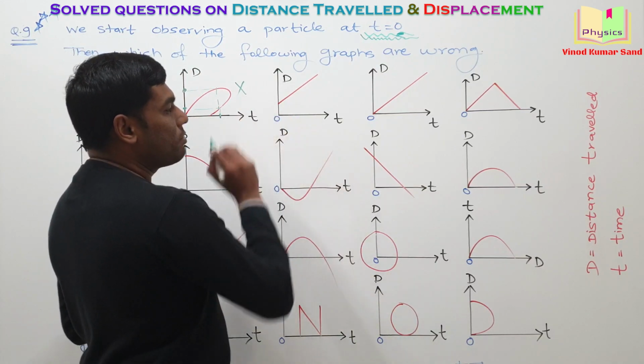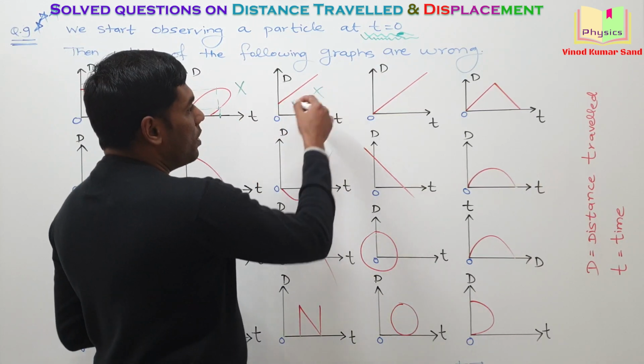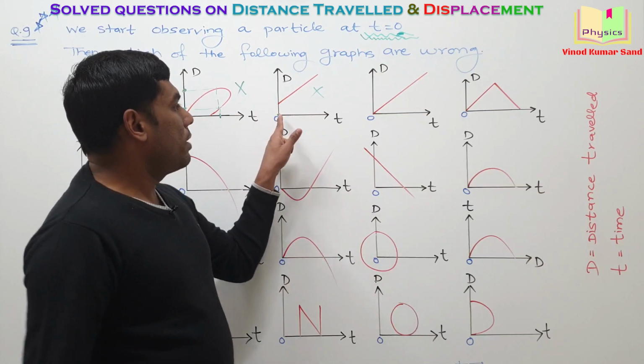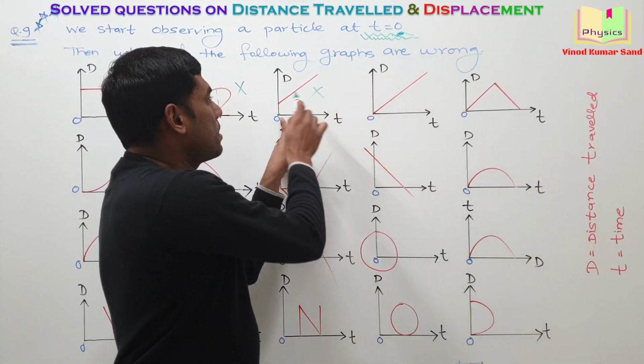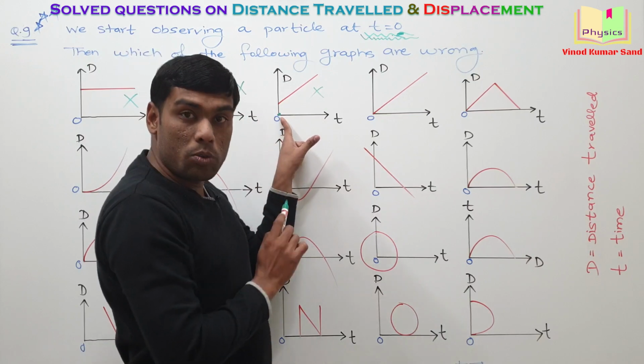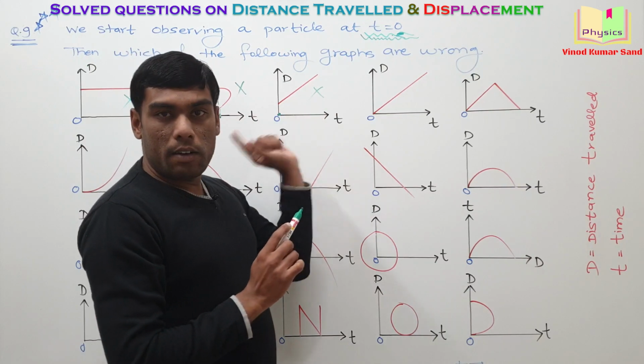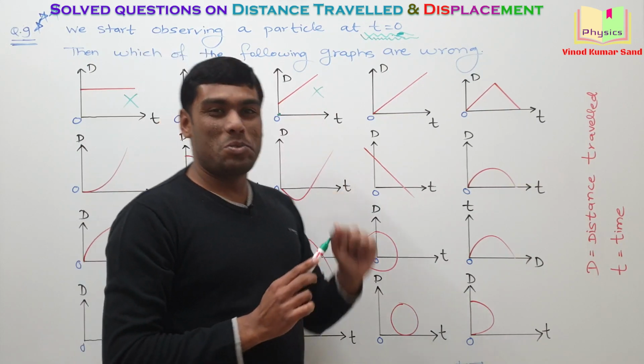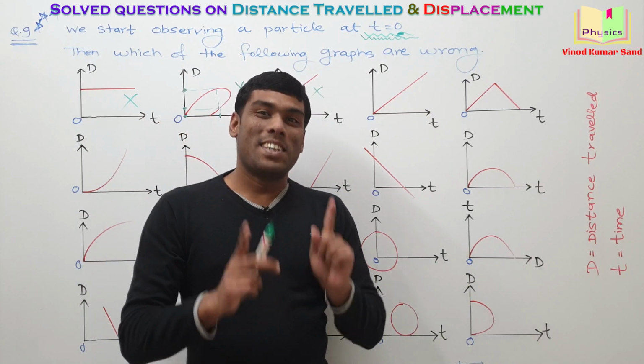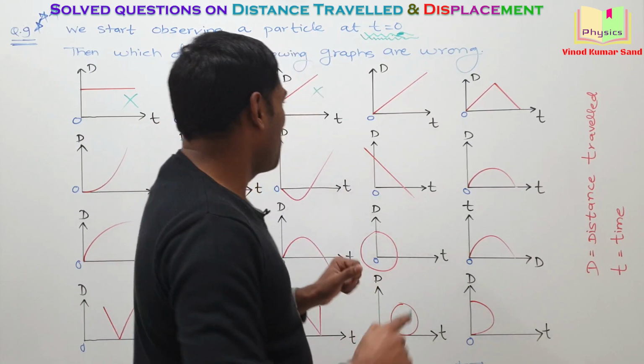What about third graph? This is also wrong. At t is equal to 0, when we start the observation, the distance traveled must be 0, and which is not happening in this graph, so it's wrong. How many of you thought it correct? Actually, it's wrong. Getting my point?